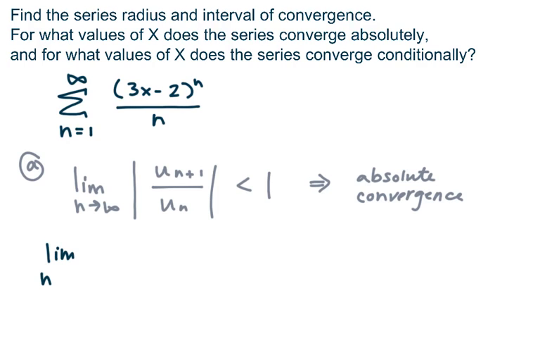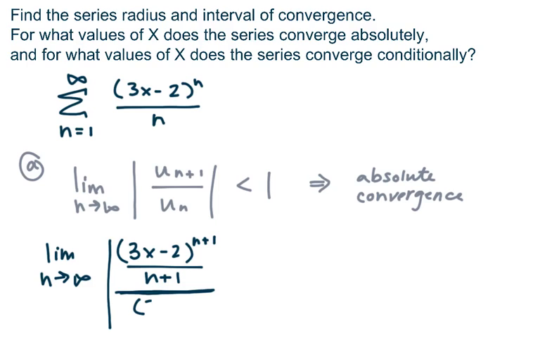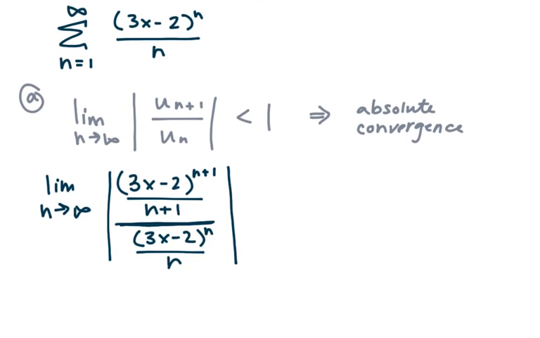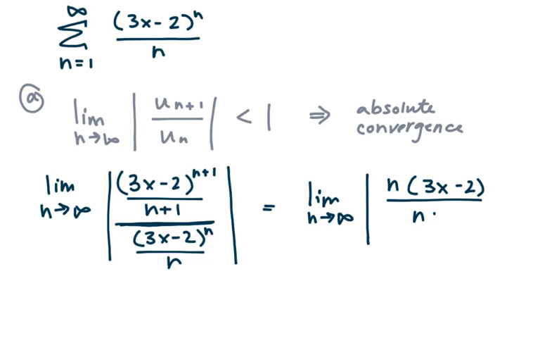We're going to have the limit as n goes to infinity of (3x minus 2) to the n plus 1 power over n plus 1, all of which is divided by (3x minus 2) to the n over n. So let me simplify what I have in here using a little bit of algebra: copy, change, flip. I now have the limit as n goes to infinity of the absolute value of n times (3x minus 2) over n plus 1. We want this limit to be less than 1, and as long as it's less than 1, we'll be able to determine absolute convergence.